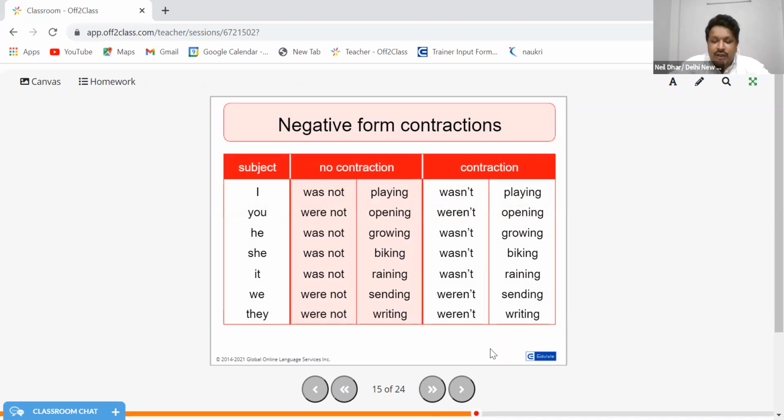Let's look at the example to have an idea. I was not playing. I wasn't playing. You were not opening. You weren't opening. He was not growing. He wasn't growing. She was not biking. She wasn't biking. It was not raining. It wasn't raining. We were not sending. We weren't sending. They were not writing. They weren't writing. So was not, were not, was not, was not. The contraction is wasn't, weren't, as you can see in the example.